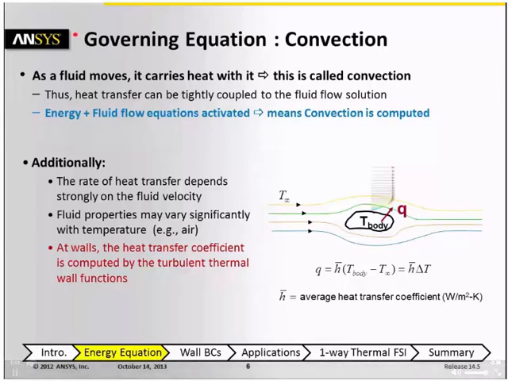The different terms in the energy equation describe different modes of heat transfer. The second term on the left-hand side of the equation from the previous slide is the convective term. When a fluid moves, it carries heat with it, and this is what we call convection. Because the fluid carries the heat away, that means the solution to the energy equation is closely coupled to the solution for the velocity field.